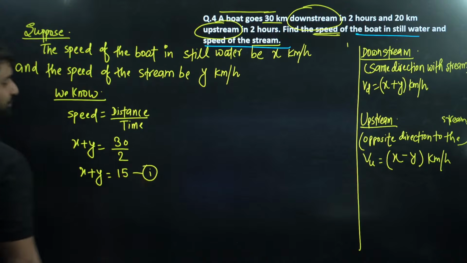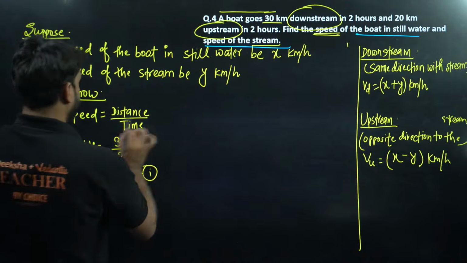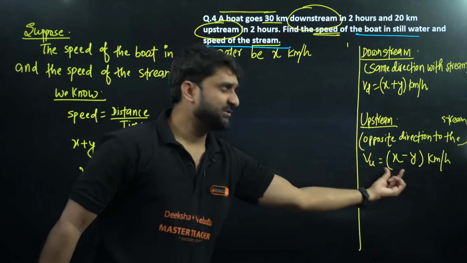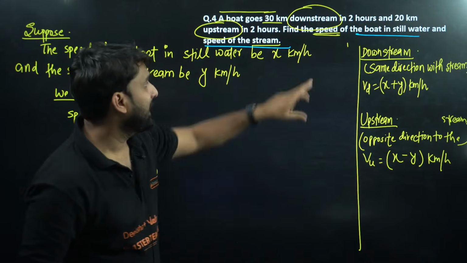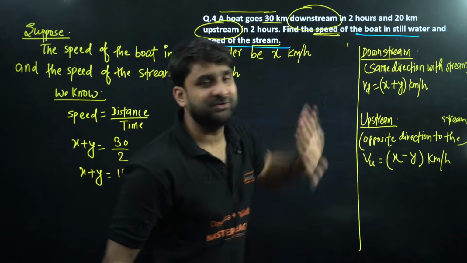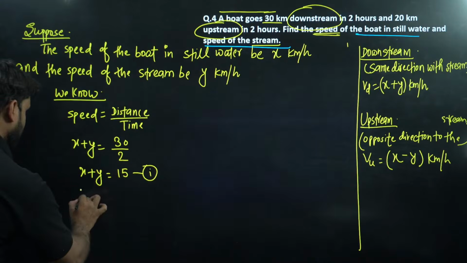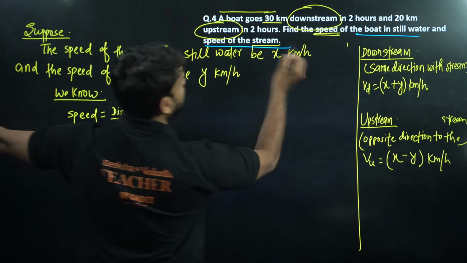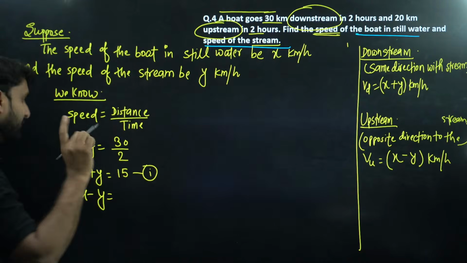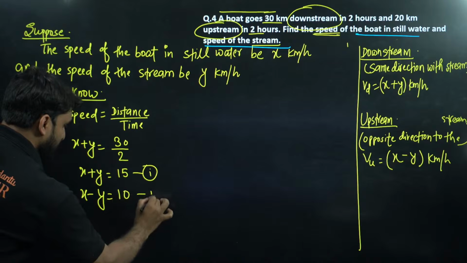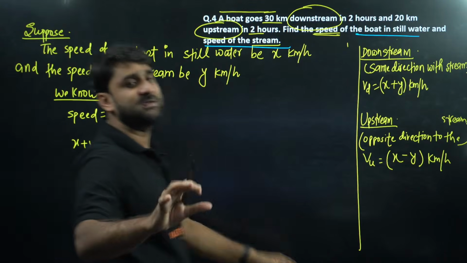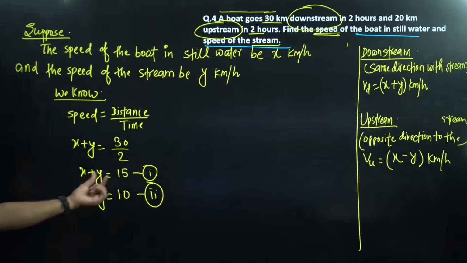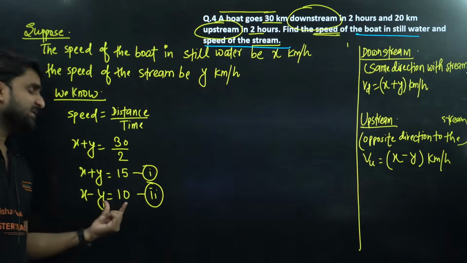We have the first equation. Similarly, if we apply this formula to the upstream, the upstream speed is x minus y, and the distance covered in the upstream direction is 20 kilometer. So x minus y will be equal to 20 divided by, what is the timing? 2 hours, and 20 by 2 will be 10. So this will be the second equation. I hope everything is clear to all. Please let me know, everyone, in the chat section. x plus y is equal to 15 and x minus y is equal to 10.